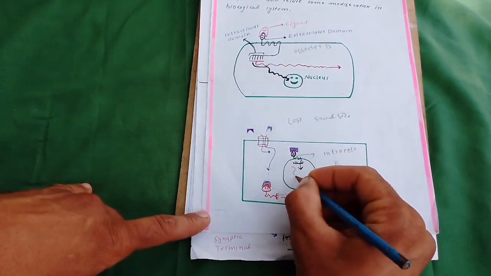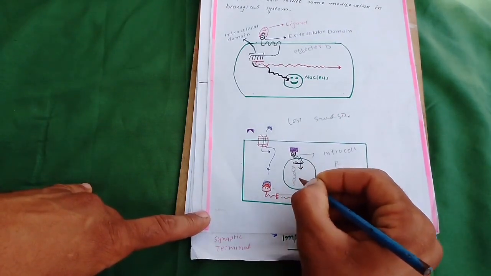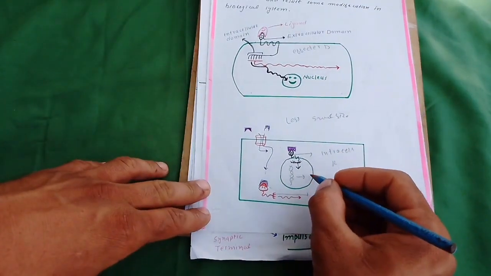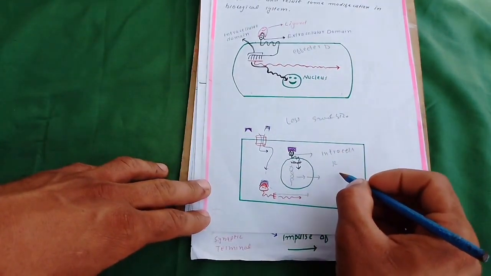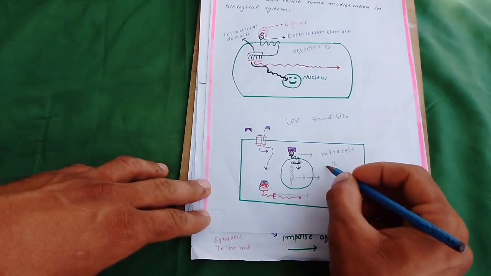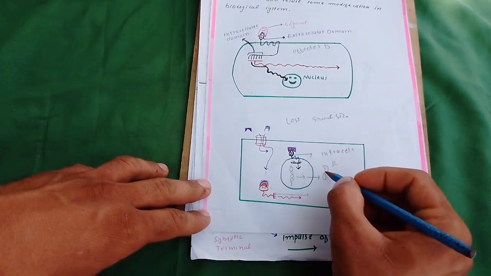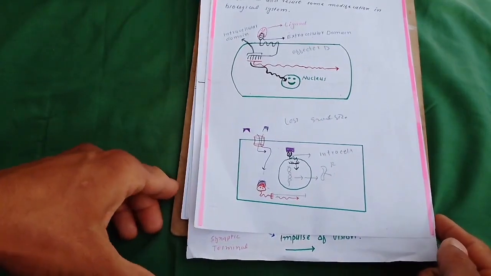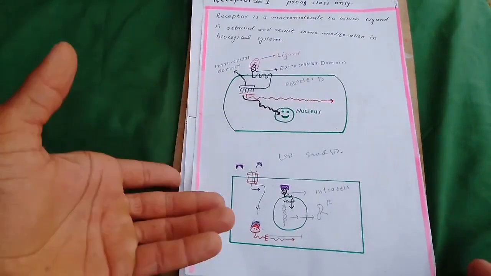So there is DNA present, and there it starts transcription, translation, and production of messenger RNA. So the message comes to the cytoplasm and finally produces a specific type of protein. So this is the pathway for the message of the ligand to the receptor. Okay, this is the general view.